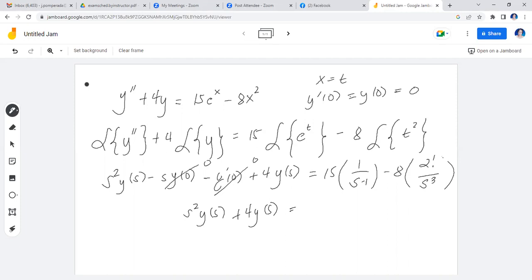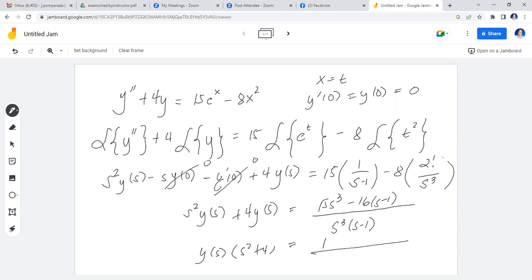And you simplify what you have here on the right. So you combine this into one fraction. So if your LCD is written, it should be s cubed and s minus 1. Then this 15 should be multiplied to s cubed. And this 8 times 2 factorial, which is 16, should be multiplied to this. So 16 times s minus 1. If you factor out y of s here on the left side, you will have s squared plus 4. And in here, if you simplify the numerator, you have 15s cubed minus 16s plus 16. The denominator is s cubed s minus 1.